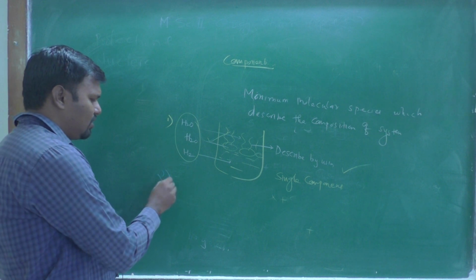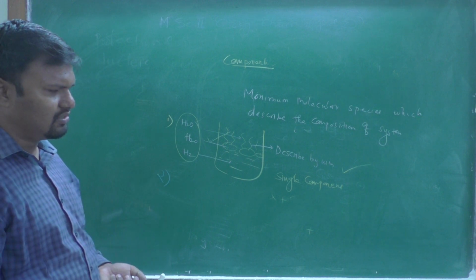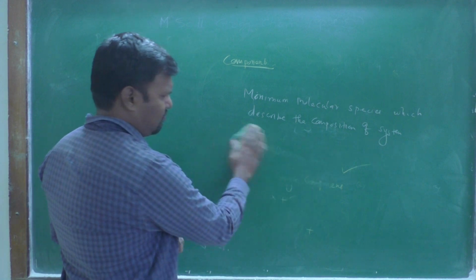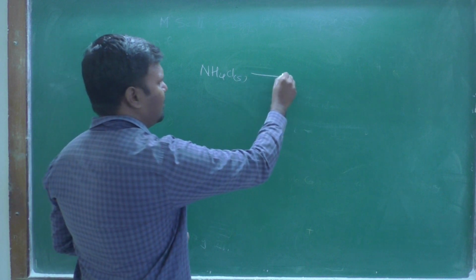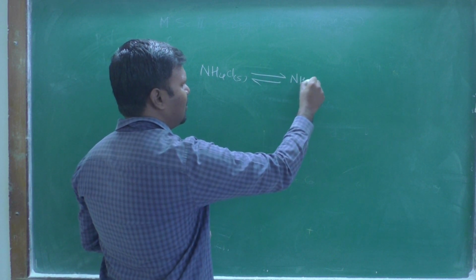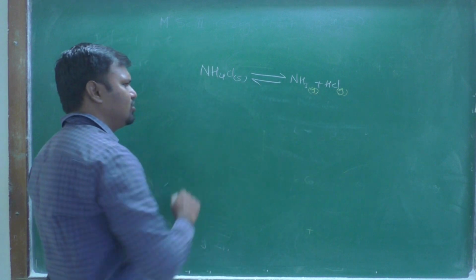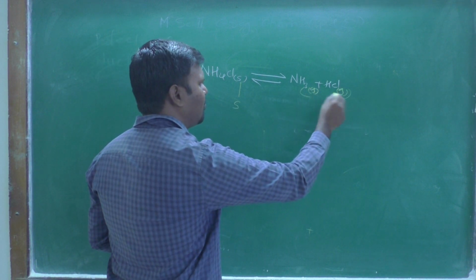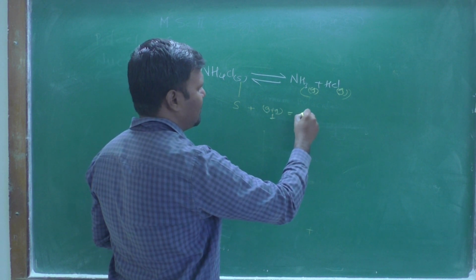Now we have another example. Suppose you have the decomposition of ammonium chloride. NH4Cl is a solid, and it gives ammonia plus HCl. Ammonia is in gaseous form and HCl is also gaseous form, while NH4Cl is in solid form. The solid is considered as one phase, and the gases are considered as one phase. Therefore, the total phases for this system is 2.